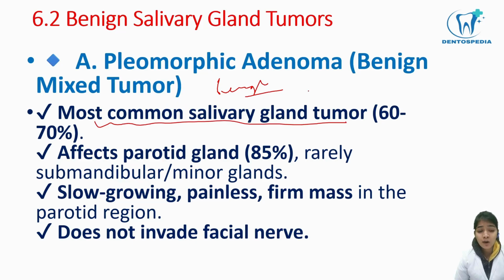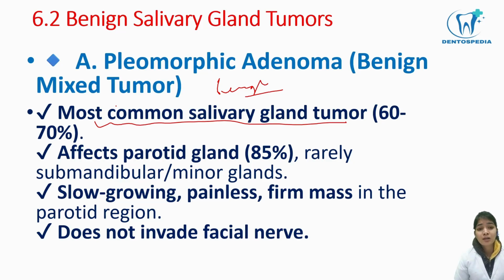So see, it accounts for 60 to 70% of all the salivary gland tumors, and 85% occurs in the parotid gland. Now, less commonly seen in the submandibular gland and minor salivary glands. So the most common tumor of the parotid gland is pleomorphic adenoma. Understood? Now see what will be the clinical feature.